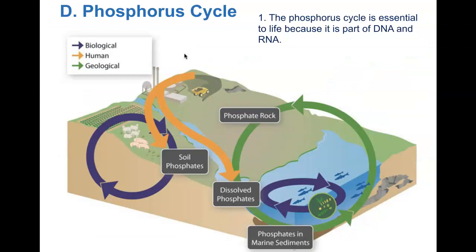The phosphorus cycle. Phosphorus is essential to life because it's part of molecules such as DNA and RNA. Unlike carbon, oxygen, and nitrogen, phosphorus does not cycle through the atmosphere. One reservoir of inorganic phosphorus is found in the geosphere in the form of phosphorus rock and soil minerals. Another reservoir is located in the hydrosphere in the form of dissolved phosphate and phosphate sediments in both freshwater and marine environments.